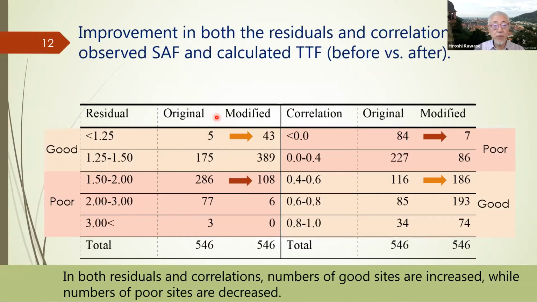So this is a comparison of residuals. Residual is the average ratio between the observed SAF and the calculated transfer function. The good fit was increased considerably, to about 80% successfully good. And for the correlation, we also see a significant improvement from the original correlation to the modification, with a value of 85%.